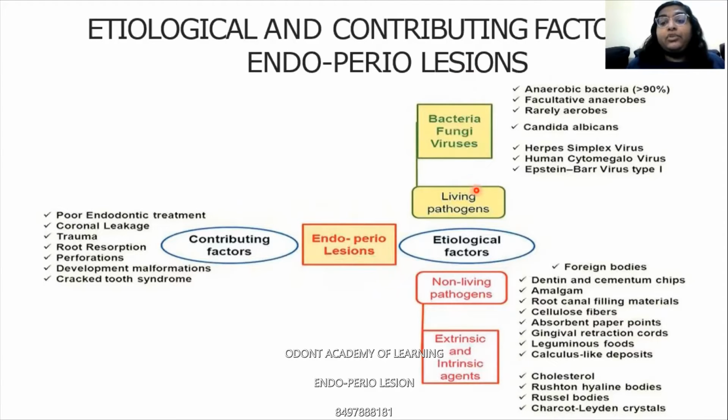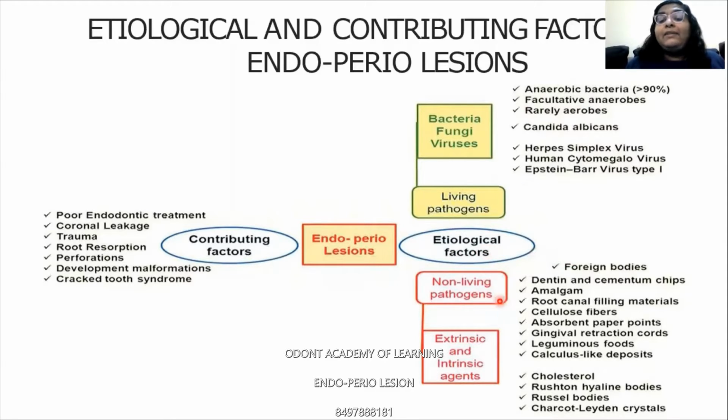So under living pathogens, mainly we have anaerobic bacteria, which constitute more than 90% of the etiological causes. There are also facultative anaerobes and rarely aerobes. Why? Because in the root canal system, as well as in the periodontium, the levels of oxygen are pretty low. Therefore, we usually have anaerobic bacteria which thrive in the absence of oxygen. Then we have Candida albicans, which is a fungi. It's an opportunistic infection. Herpes simplex virus, human cytomegalovirus, and Epstein-Barr virus type 1. So these are the living pathogens which contribute to the etiological factors causing endoperio lesions.